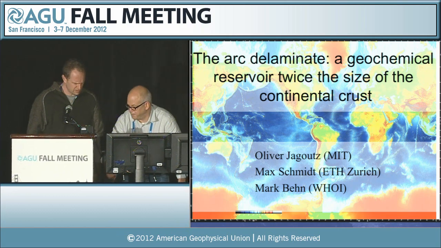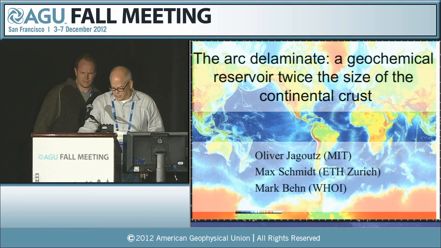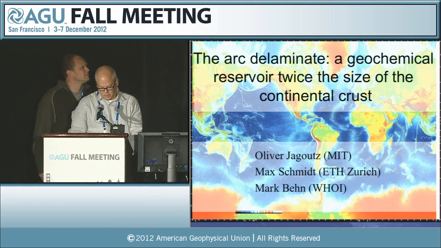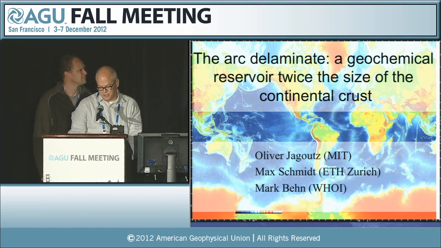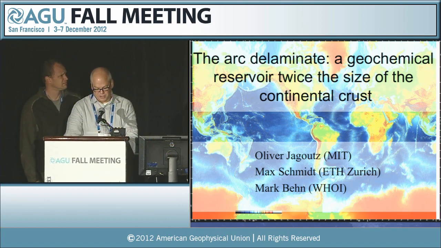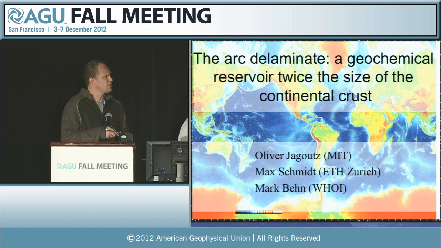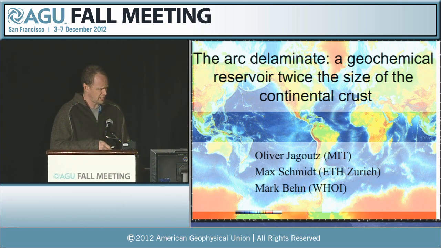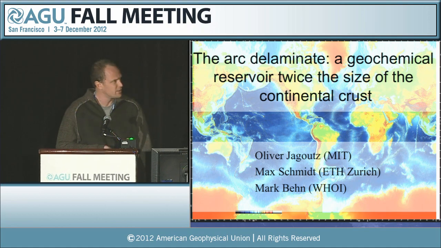Okay, our next speaker is Ollie Jagoutz and Max Schmidt. The title of the talk is The Arc Delaminate, a Geochemical Reservoir Twice the Size of the Continental Crust. It's one of our invited talks. Okay, first of all, thanks for the invitation, and I also want to add that I added a last-minute co-author on this talk because I included a few slides of work I did with Mark Bain recently.